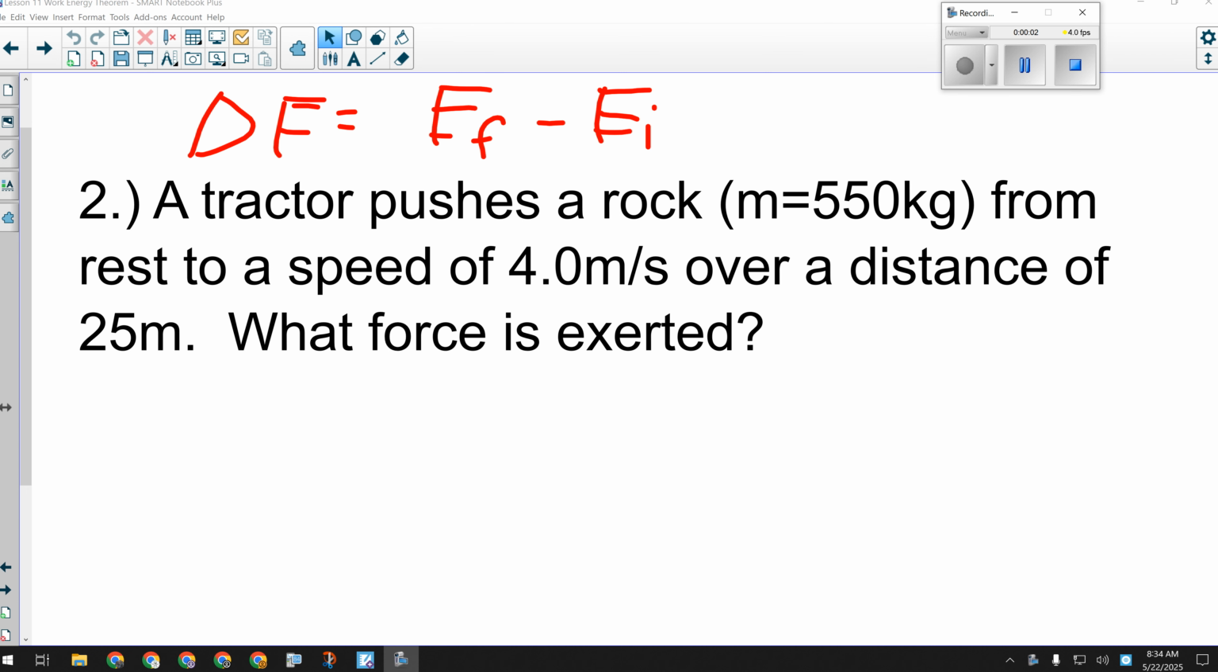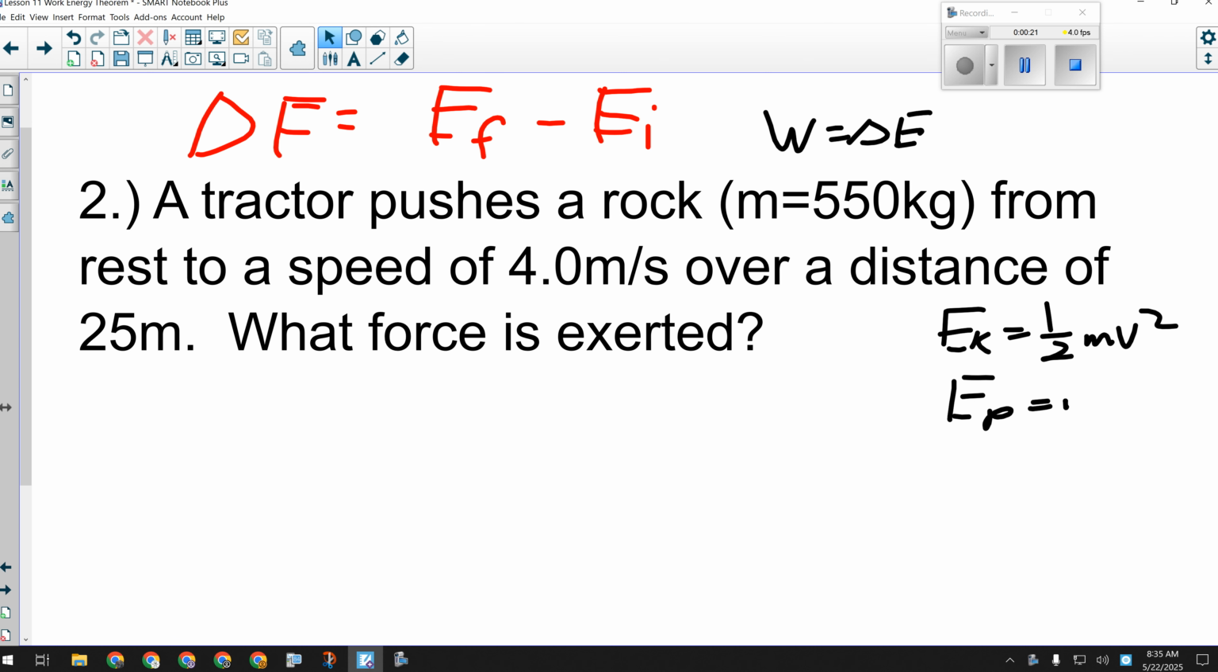Okay, a couple of reminders. These formulas are on your formula sheet, which should be out at all times in this unit. Work is a change in energy. Kinetic energy is 1/2 mv squared, and potential energy is m times g times h. Change in energy is obviously final energy minus initial energy. That should be enough to get you started.